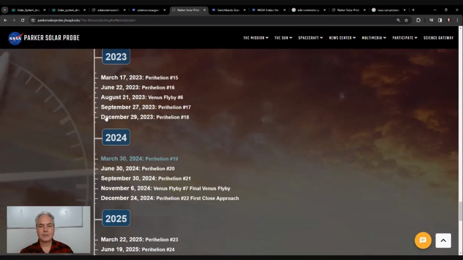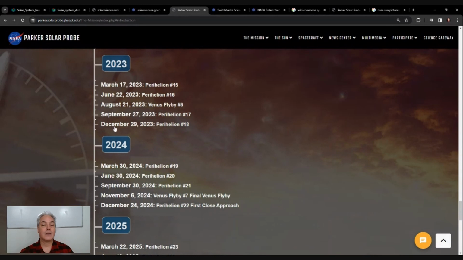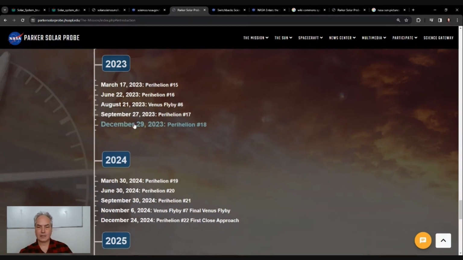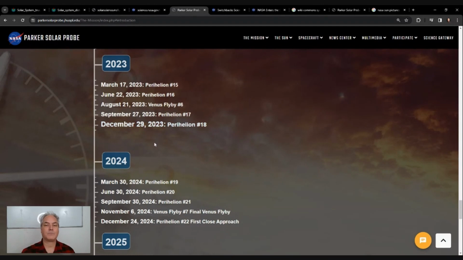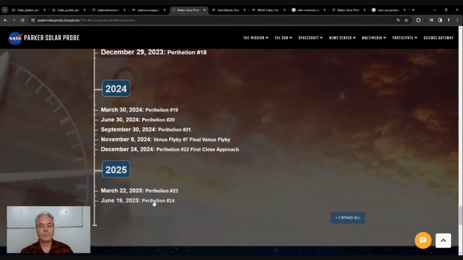The timeline here says that the 18th orbit comes through on the 29th of December. Let's see, is that the link? No, there's no link. That's perfect. So here we can see, we're going to have data very, very soon. Keeping in mind that the plan is to have 24 revolutions around the sun to gather data. And what I'm interested in as well is what will happen after the 24th.